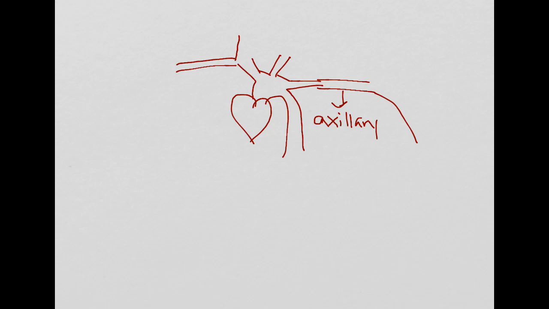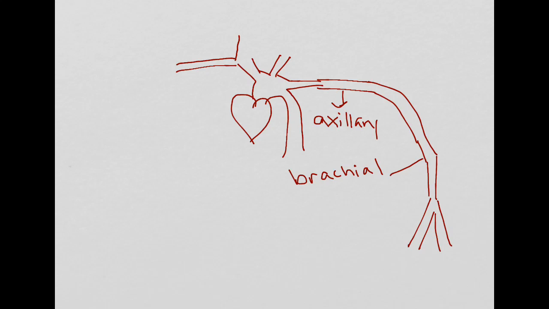Same artery is going to continue. Once it passes by the border of teres major, this is now going to be the brachial artery. And once the brachial artery gets to about the cubital fossa region, it's going to branch into an ulnar artery and a radial artery. So those are all of the branches off of the subclavian that we really care about.